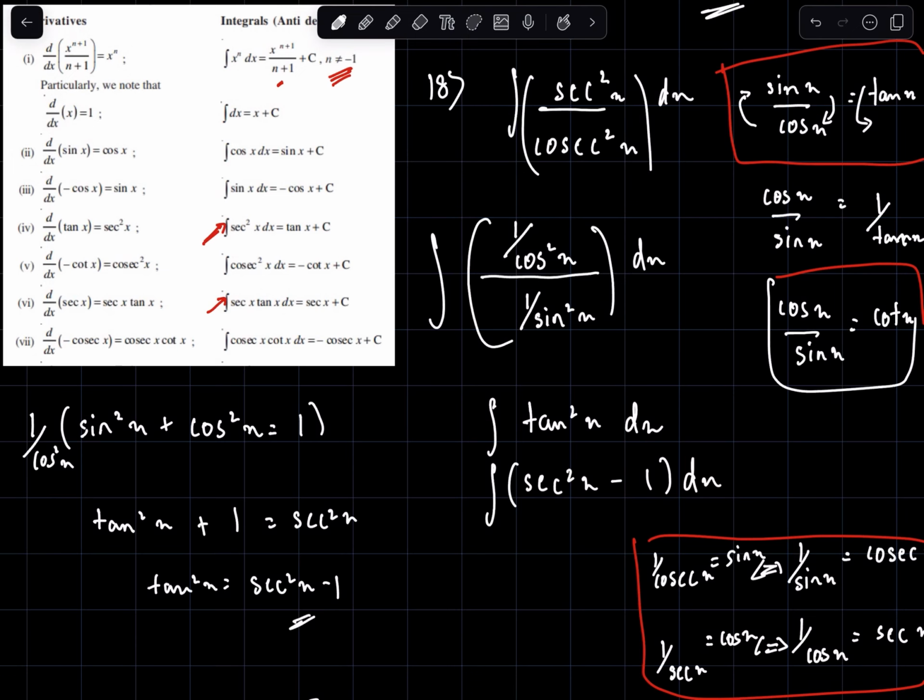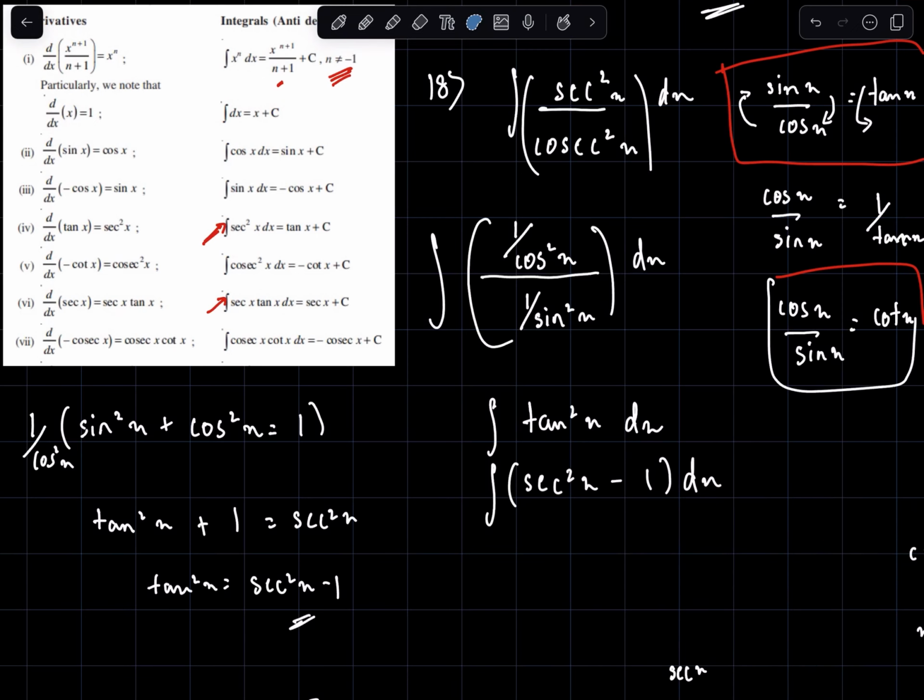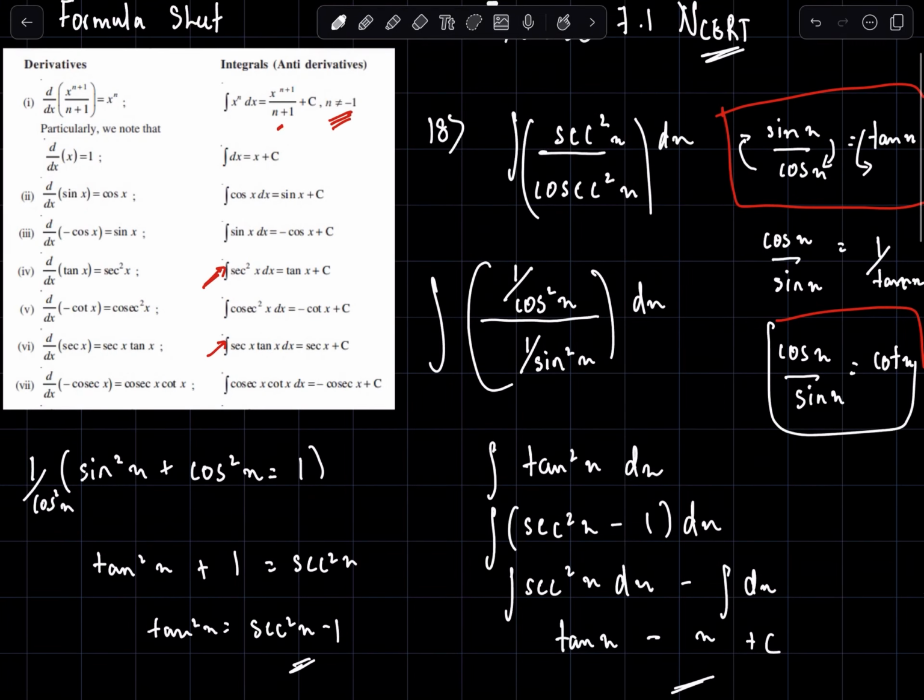Let's solve for it. So let's integrate this: the integral of secant square x dx minus the integral of dx. What is the integral of secant square x dx? Tan x. Very good. Minus, the integral of dx is x plus c. There you go. Very simple.